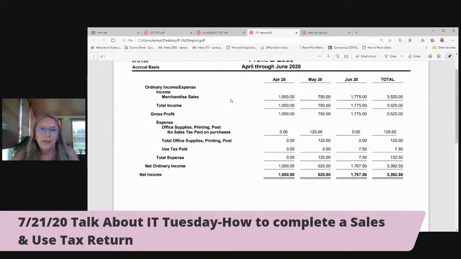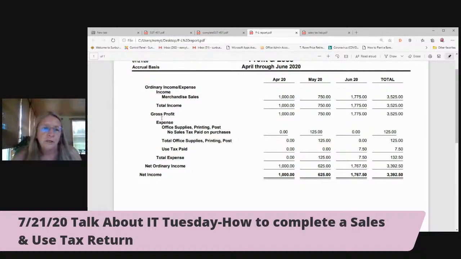So when you look at your P&L, you want to see your income first, and that's the income from the primary purpose of your business. Okay, so I'm selling merchandise, I'm selling finished items, and I'm selling patterns. I want to see that. Down here, what I don't have is a cost of goods, because this was just an example and I kind of blew through it really quick.